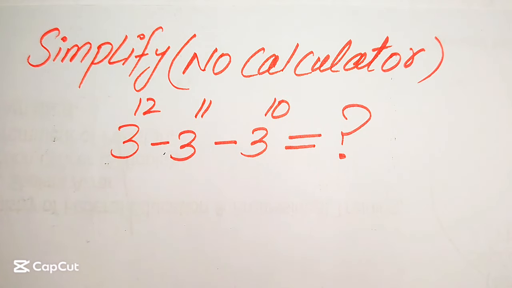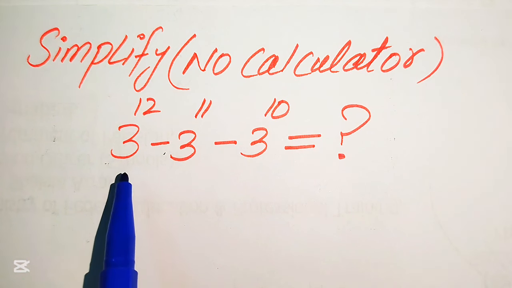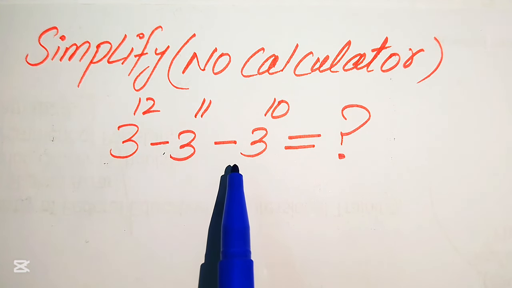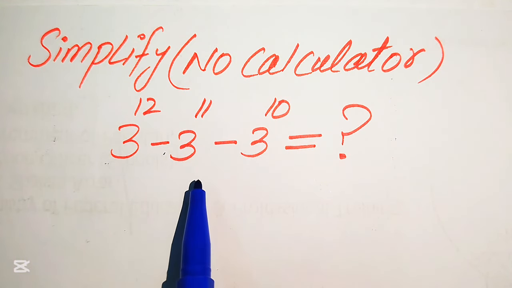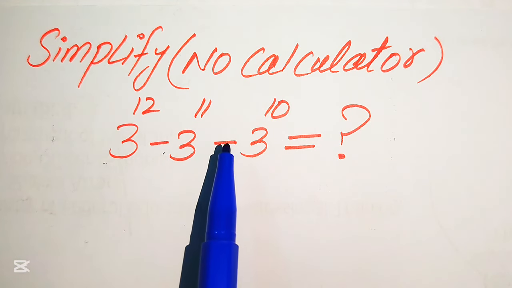Hello everyone, how to simplify this nice algebraic expression. If we have 3 to the power of 12 minus 3 to the power of 11 minus 3 to the power of 10, we will simplify this algebraic expression into the lowest form. But remember one thing: a calculator is not allowed in this problem.